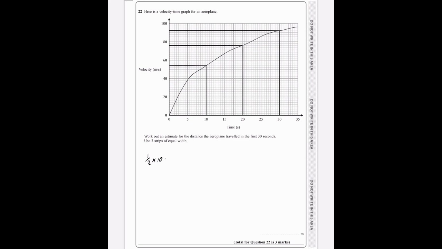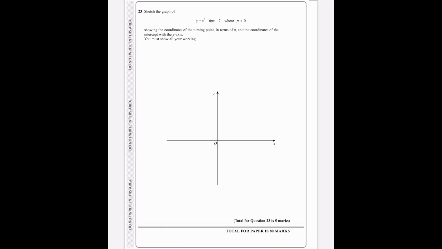Now we're adding together a triangle and 2 trapeziums. So the first triangle, half times 10 times 54. The first trapezium, a half of 54 plus 76 times by the difference between them, 10. And then the last one, a half times 76 plus 92 times 10. So the triangle is 270. The first trapezium is 650, and the second is going to be 840. So those sum to 1,760.